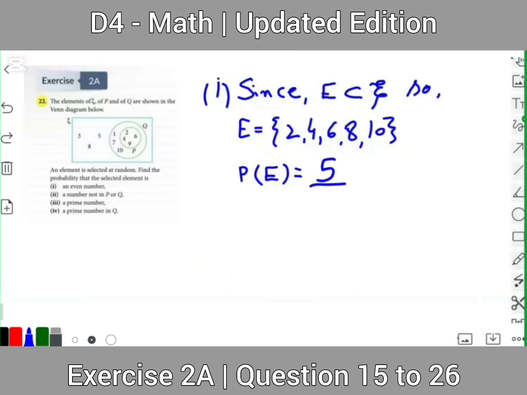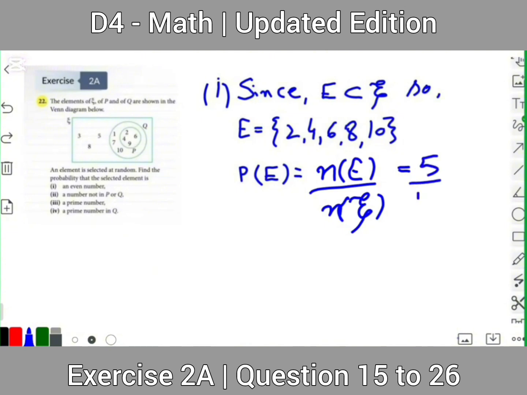of possible outcomes we can see from the Venn diagram is 10. So first we will write the formula, since we have n of E over n of eta. And now it will be equal to 5/10, and after simplification, it will give us 1/2. So the probability that the element is an even number is equal to 1/2.